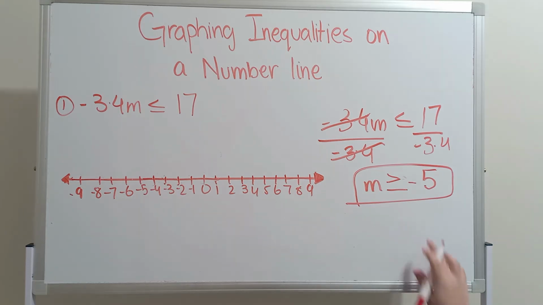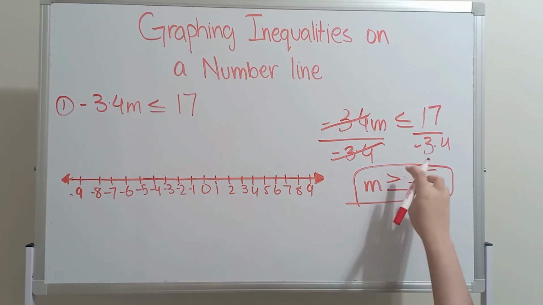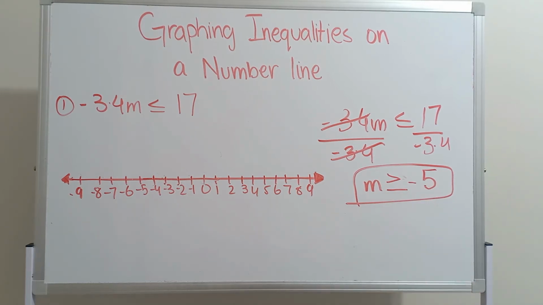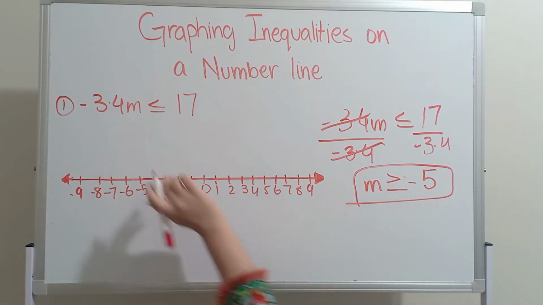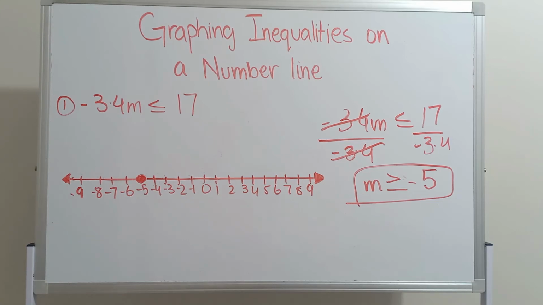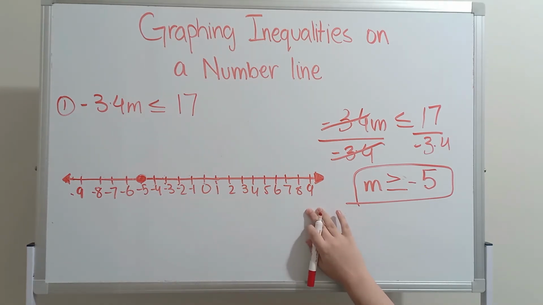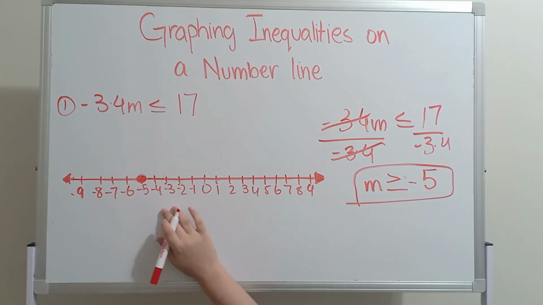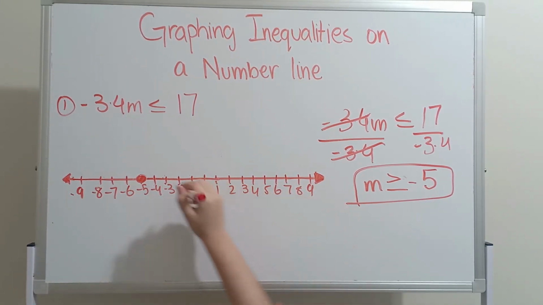We are going to now plot this number, negative 5. First we have to look at the sign. It says greater than or equal to, meaning it's going to be a colored circle. And negative 5 we have right here, so we are going to first put the circle. Now it says greater than negative 5, so numbers that are greater than negative 5 are going to be on this side, and the numbers that are less than negative 5 are going to be on this side. So the arrow will go here, this way.